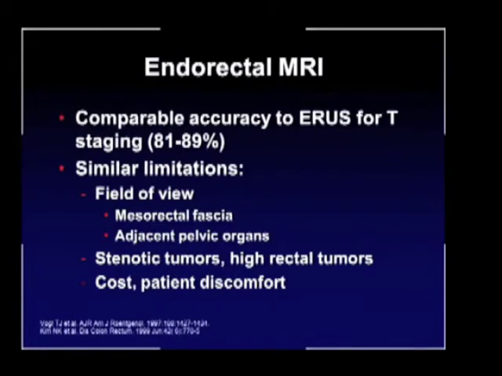Endorectal MRI is a good idea. When you look at the comparison studies, it's actually pretty similar to endorectal ultrasound for T staging. And it also suffers from the same limitations, based on the fact that it uses an endoluminal detector. So you're going to have the same field of view limitations. You're not going to be able to see the mesorectal fascia or the adjacent pelvic organs. And you're going to have the same problem with stenotic tumors or high tumors. Additionally, it's very expensive. Those endorectal coils are disposable. They're used once and discarded, and they're expensive. And it's uncomfortable. A patient has an endorectal coil for 30 minutes.